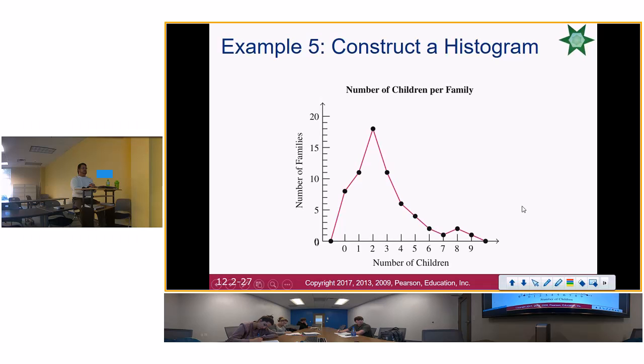Make sure you can get the 0 and the, let's say there's 8 of the 0 number of children. There's 11 of one child. These are families of so many children. There's families with 2 children is 18. There's 18 families with 2 children. There's 11 families with 3 children, and so on.